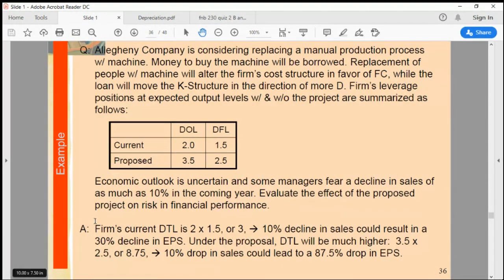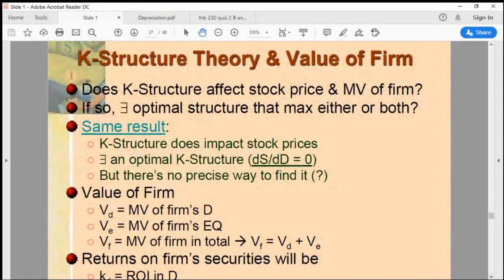But think about it, if the economic outlook is good, a 10% increase in sales would result in a 30% increase in EPS, earnings per share, under the old or current capital structure and cost structure. But a 10% increase will lead to an 87.5% increase in earnings per share and ROE in the proposed cost structure and capital structure. Okay, makes sense? All righty, next slide.